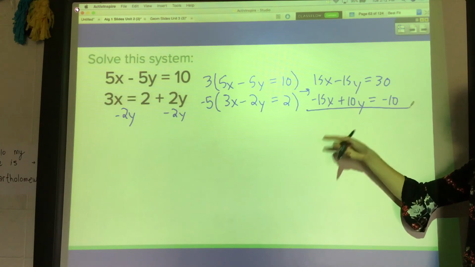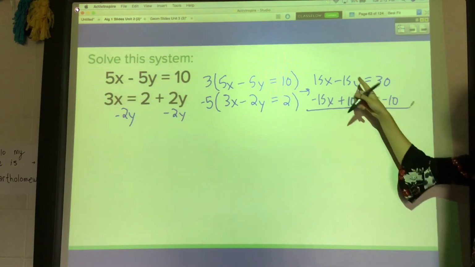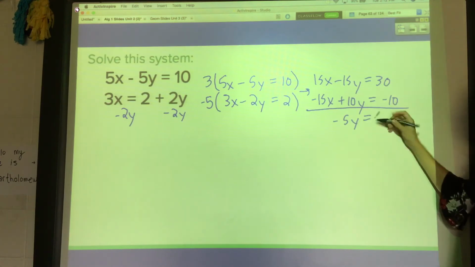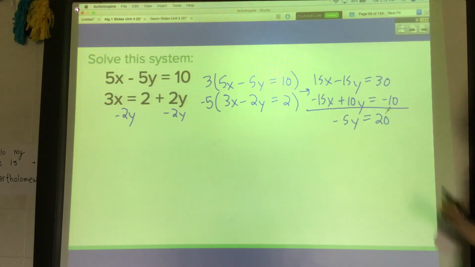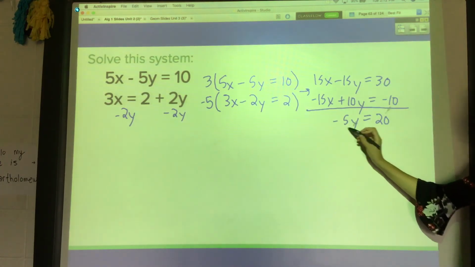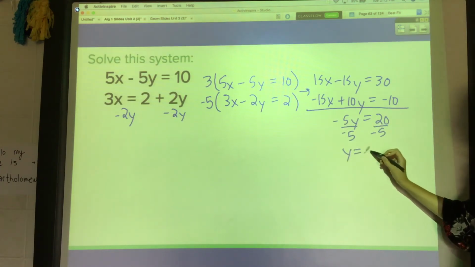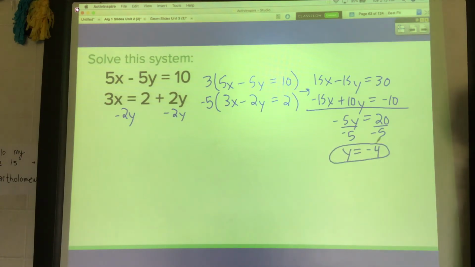15 minus 15 eliminates the x. Negative 15 plus 10 is negative 5y equals 20 if you add up 30 minus 10. And now I can just solve for y. So y is negative 4. That's half of my solution.